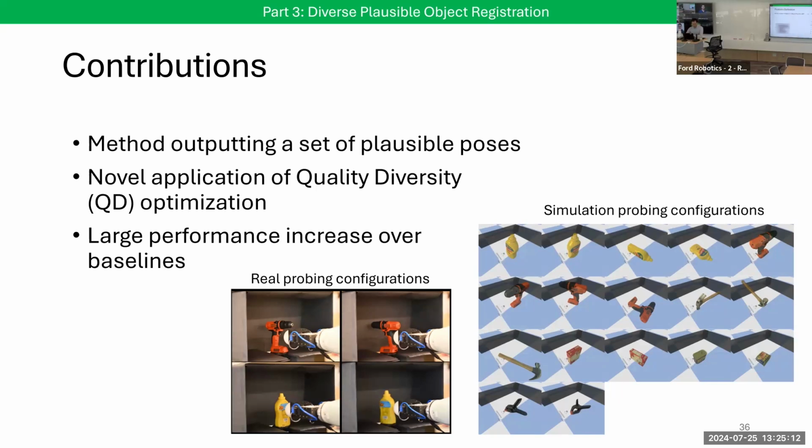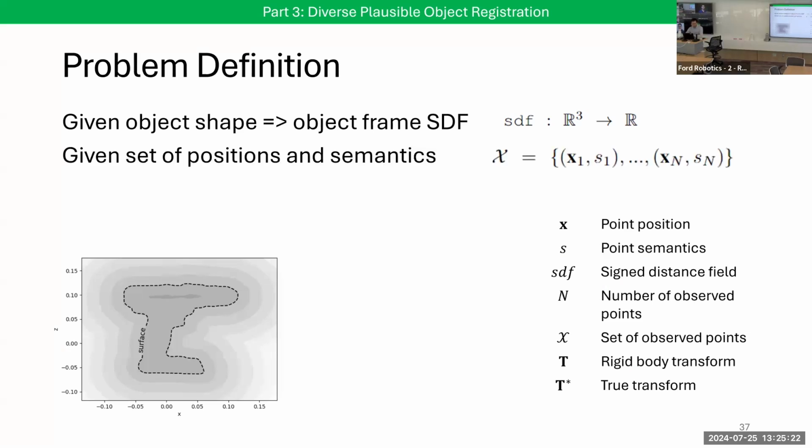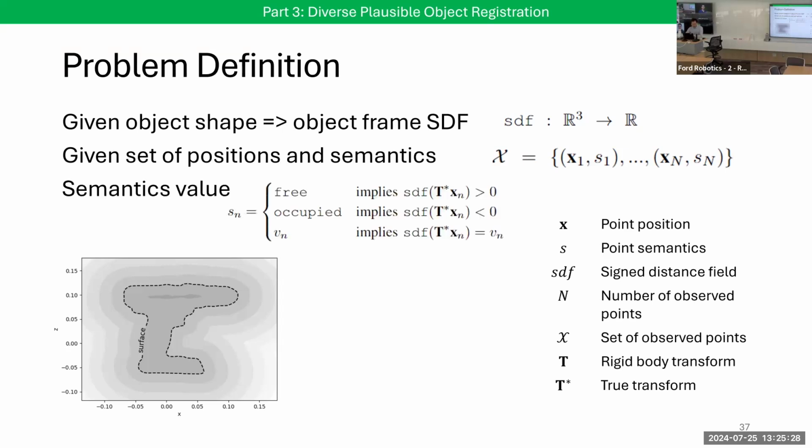So concretely, how we define the problem is that we're given an object shape, which we can generate an object frame SDF from it. And we're also given a set of observed positions and semantics here. So semantics is a random variable that can take on 3 different values. For example, free space, occupied, or having a known SDF value. For example, if we detect a surface point, then we know that its SDF value is 0.